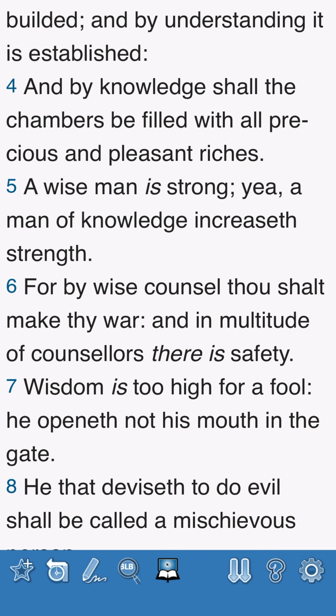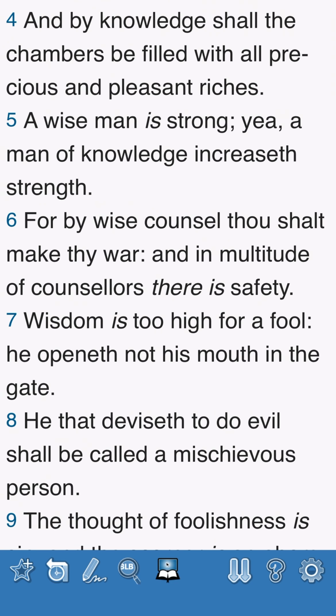So it says, verse 4, and by knowledge shall the chambers be filled with all precious and pleasant riches. And those chambers is talking about those inner rooms, and the chambers are being filled with the precious and pleasant riches. The fear, the faith, and the precepts. That's ultimately the precious and pleasant riches, because it also mentions some other types of loads.